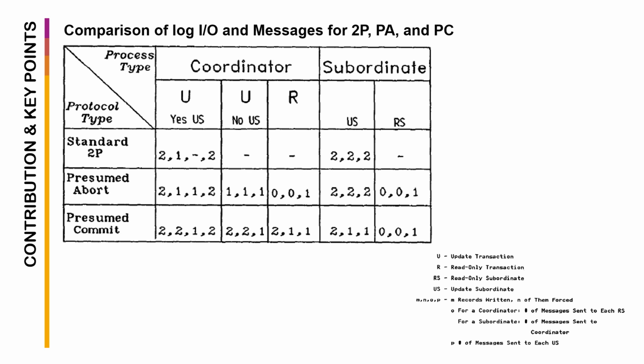Okay, we can see here the summary of the number of records written, how many of them are forced, which ones are for the coordinator, the number of messages sent, the number of messages sent to the coordinator by a subordinate, and also the number of messages sent to each update subordinate.